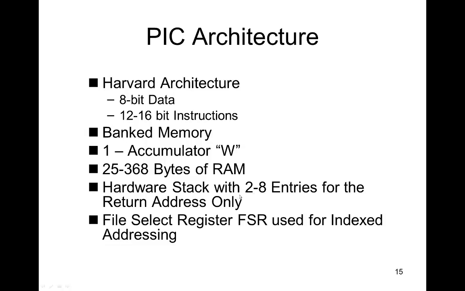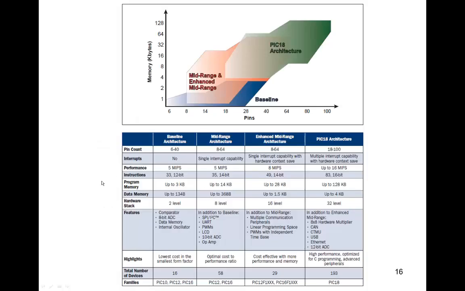There's a hardware stack just like the RAT architecture, as we mentioned, and there's indexed addressing for file select registers, that allows us to address specific blocks of memory, and really is a thing to allow it to expand to larger and larger memory addresses. So the PICs here, they got down to 6 pins. That's pretty crazy, right? 6 pins. You need a power and ground, so you have 4 IOs. Hey, that's cool. But they get up to 100 pins here.